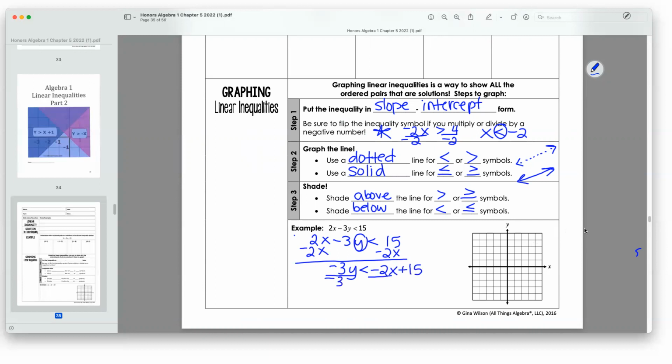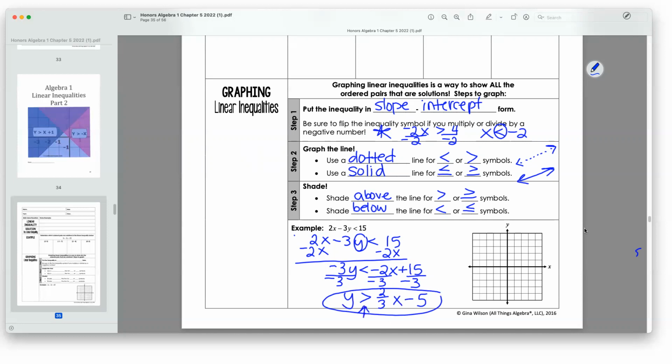And then this is the first example that we see where we're already having to flip the sign, because once we go to divide by that negative 3, don't forget with inequalities that you flip the symbol anytime you divide by a negative. So it's going to be y is greater than positive 2/3 x, and then 15 divided by negative 3 is negative 5. This is the inequality that we have. It's like an equation. The only difference is the symbol here.